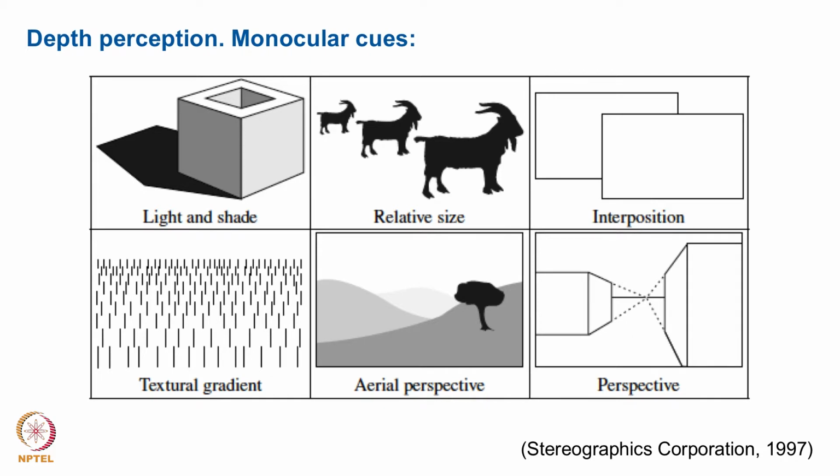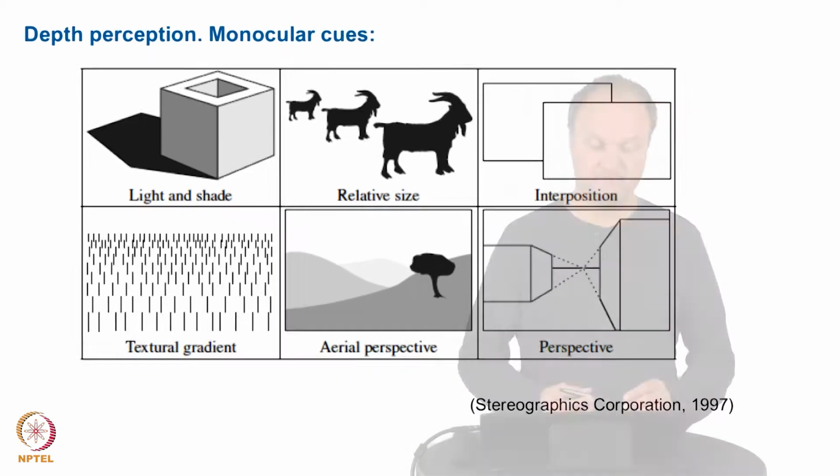There is the principle of textural gradient, that is, repeated objects seem to be more fine-grained in the distance. There is the principle of aerial perspective, that is, objects which are further away in the air are lighter and have a more grayish color. And there is the well-known principle of perspective, which is sometimes used in pictures in order to produce depth artificially.